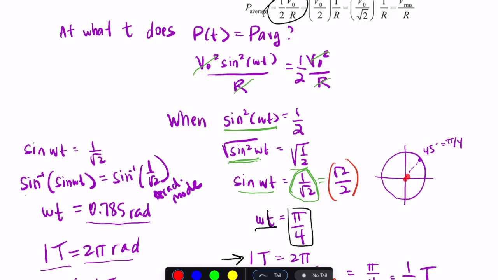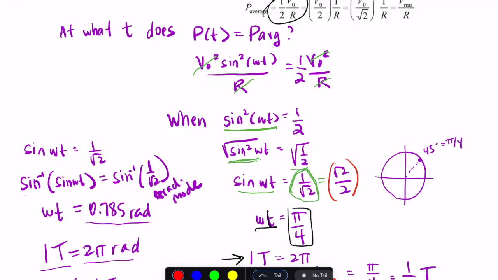That is when theta is at 45 degrees or pi over 4. And so then you would know that this stuff in the middle, omega t, equals pi over 4. Okay? Let's say you didn't remember that. What would you do? That's where this comes in. Let's say you didn't remember that and you're back here at this stage.